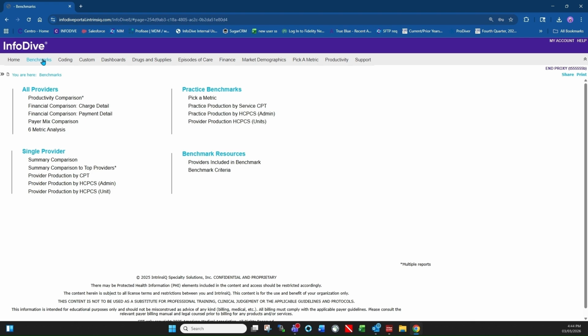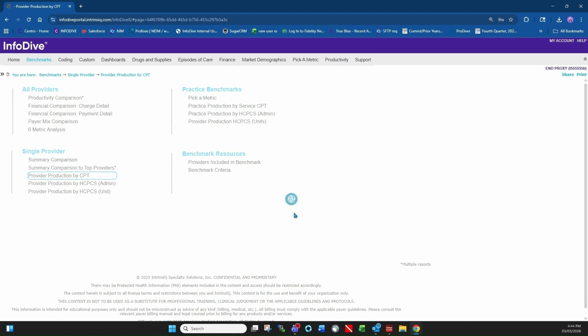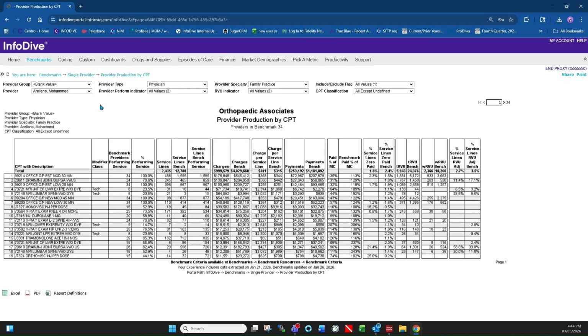Okay, two more reports that I want to focus on. This next one is going to be the provider production under the single provider, so provider production by CPT. When we come into this report, it's a little bit different in the view. When you open it up, you're going to see that this is broken down by each specific provider.